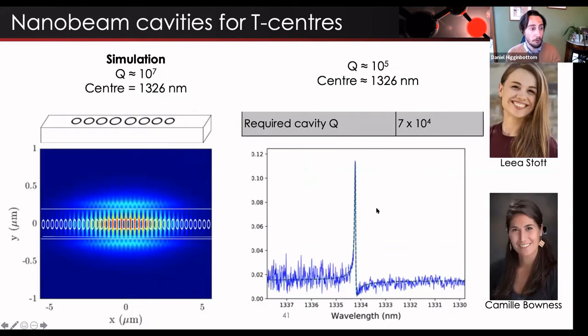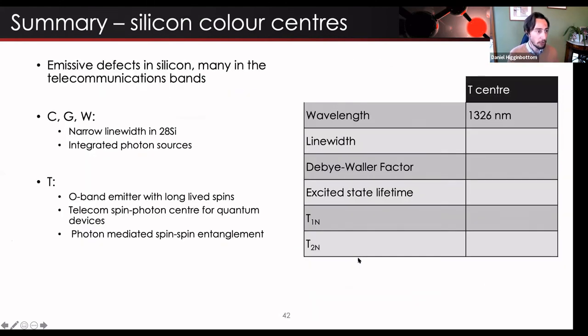Ultimately, the goal is for us to have T centers in cavities in the strong coupling regime, which make that kind of non-demolition measurement that I talked about earlier possible. We're currently in the process of characterizing SOI wafers with cavities for that purpose, and SOI wafers with those cavities and integrated T centers. So watch this space. We look forward to having some results there very shortly.